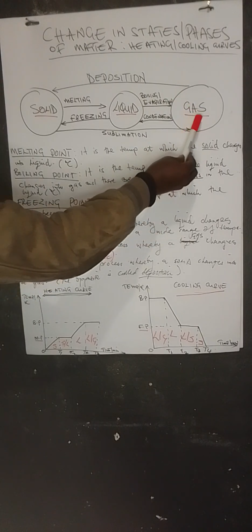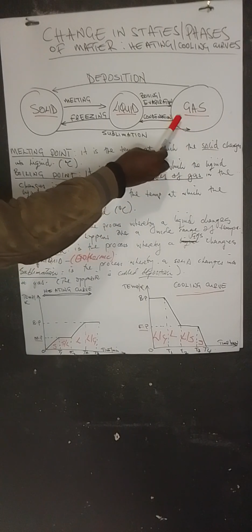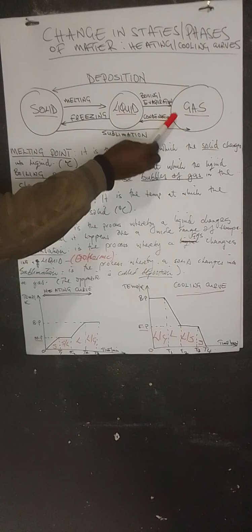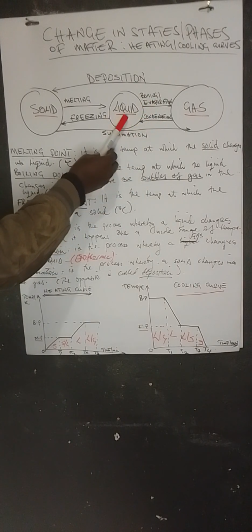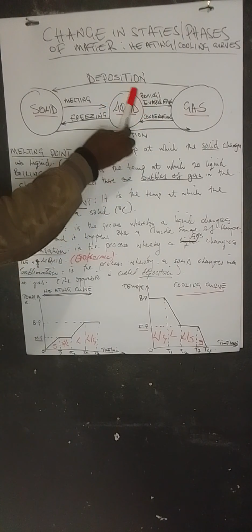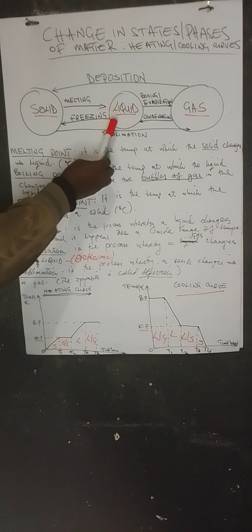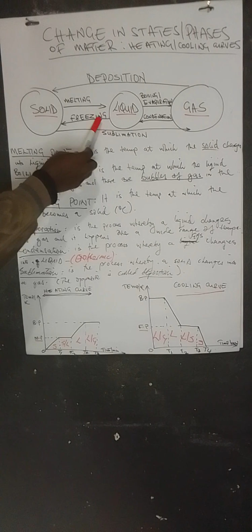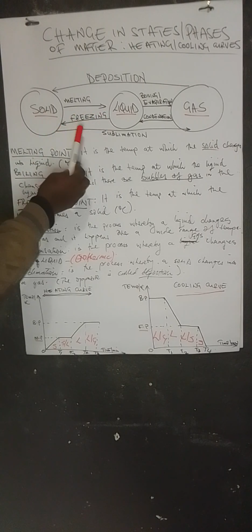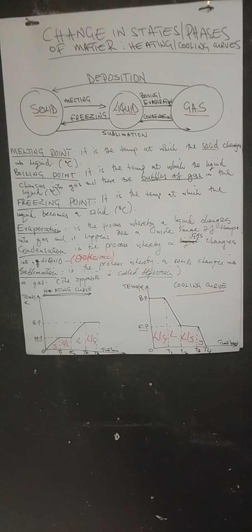Now, when you decrease the temperature of a gas, it changes back into a liquid, and we call that process condensation. If you decrease the temperature of a liquid or cool it down, when it reaches a certain temperature, it starts changing into a solid, and that process is called freezing.